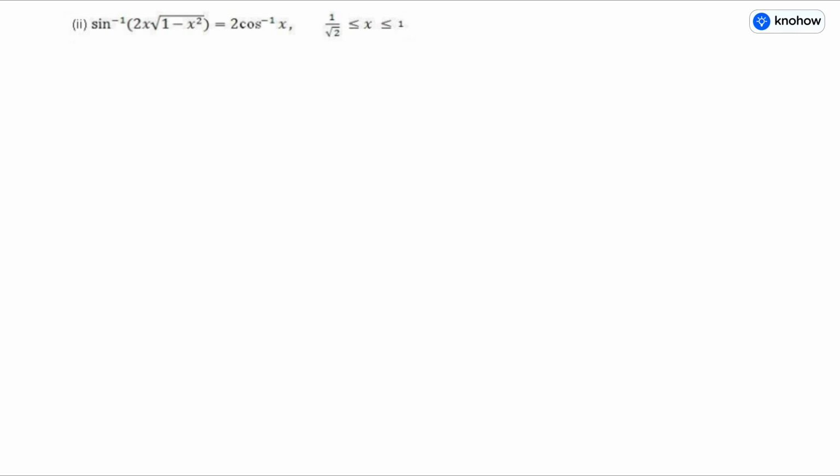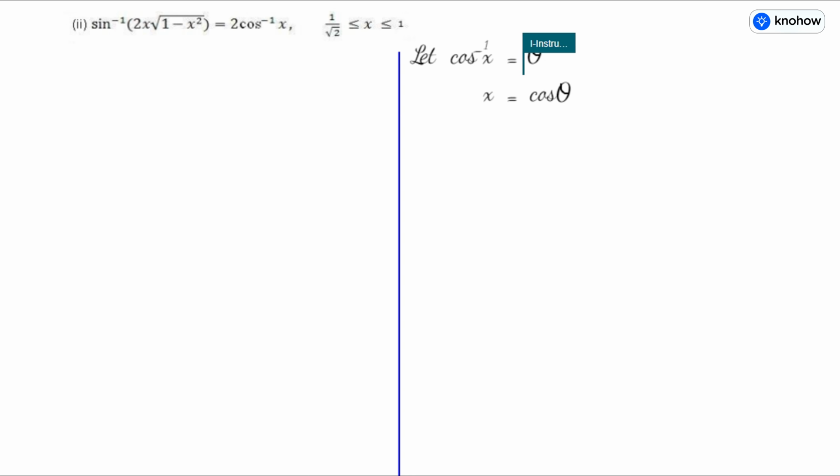Now look at this. You find this is the same question as question 1. But how is it that the same expression sine inverse of 2x under root 1 minus x square, earlier it was 2 sine inverse x, and now we can prove it is 2 cos inverse x? As I told you, the question itself is giving you the answer. If it is 2 cos inverse x, it gives you a hint: let cos inverse x be theta, x is equal to cos theta.